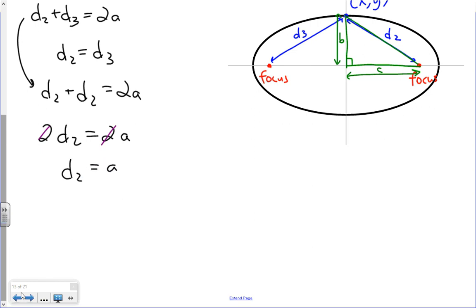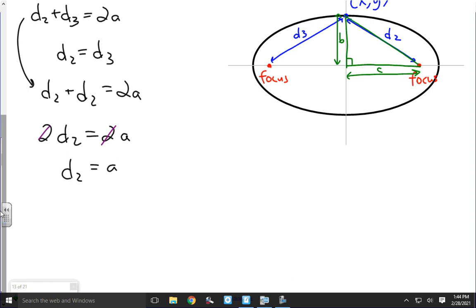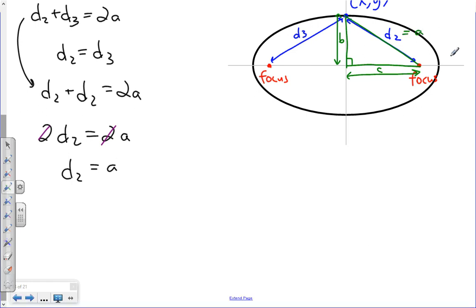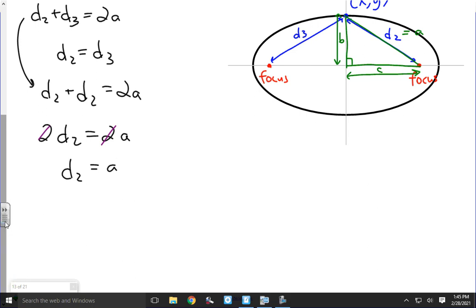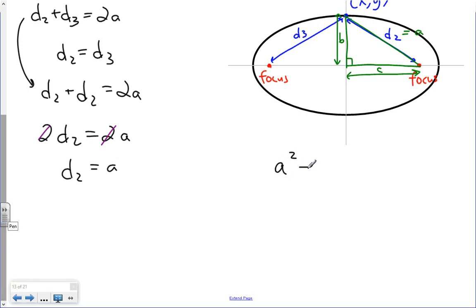And I guess if we want to finish this up there, if I know D2 is equal to A, I can label that on my picture over here. This is also equal to A. And so our Pythagorean theorem tells us that A squared has got to be equal to B squared plus C squared. There's our property.